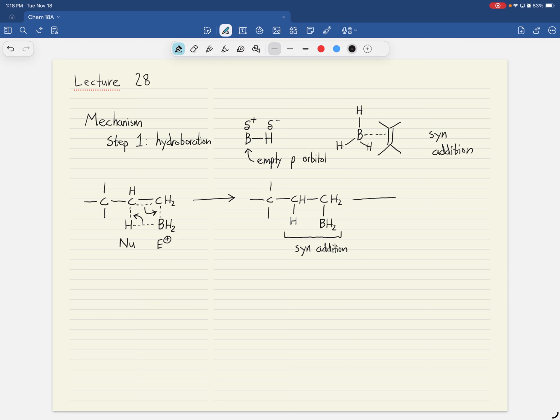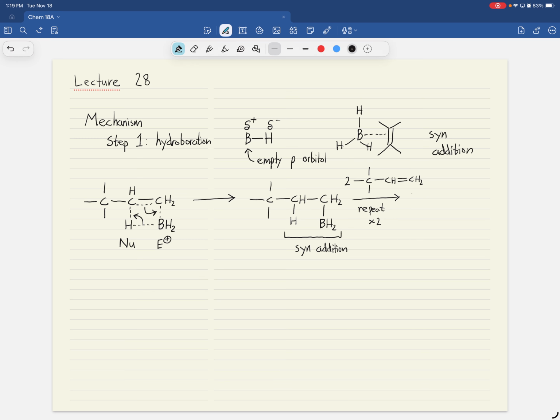Then this boron group can react with two more equivalents of the alkene. I'm going to draw the molecule here: two more additions of our alkene, CH double bond CH2. So two more equivalents of that. We repeat this process two more times, but we don't have to show the steps for that. That's not important because it's the same exact thing.